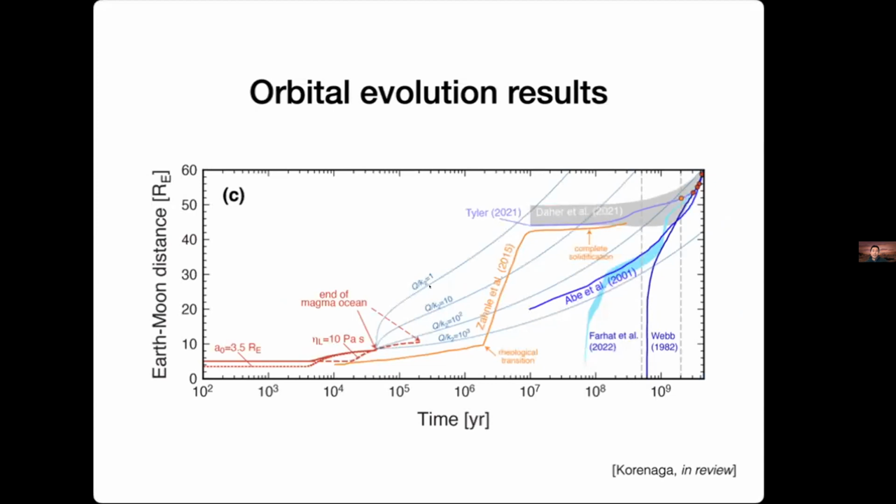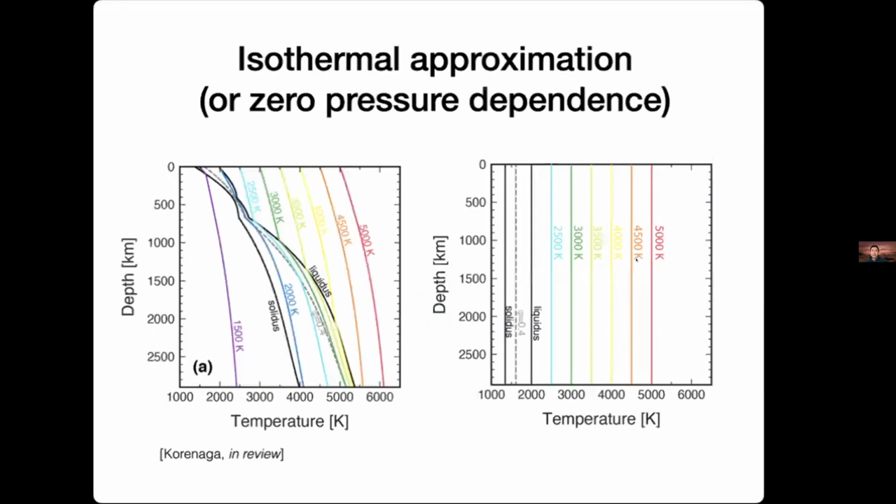If Q over k2 is, for example, 100, we go like this. And if we want to merge with Muhammad's model, this light blue here, Q over k2 should be somewhere between 100 and 1,000, which is not an unreasonable value. Obviously, this new result is very different from the Zahnle model, which is shown by this orange here. If you take the Zahnle model, then it's kind of hard to reconcile with Muhammad's model. Anyway, this is almost entirely due to how magma ocean solidification is modeled.